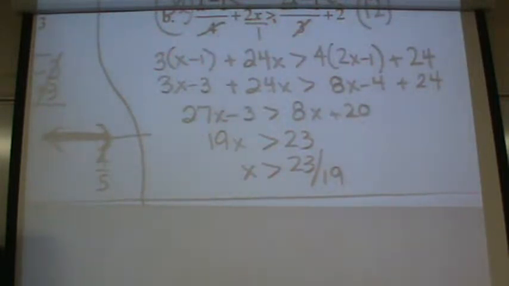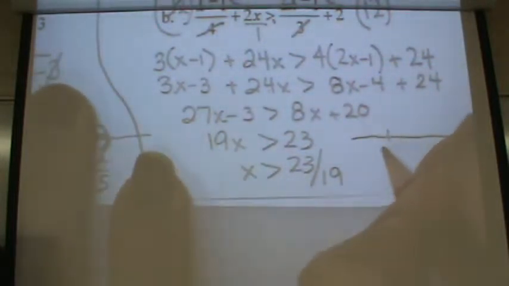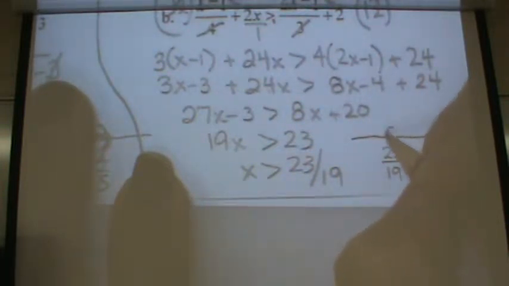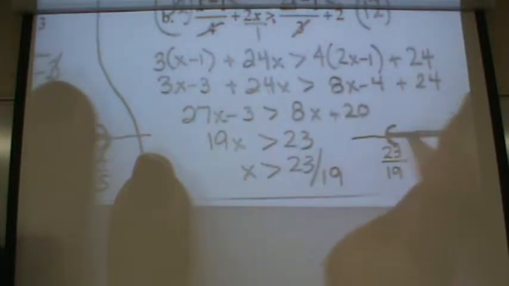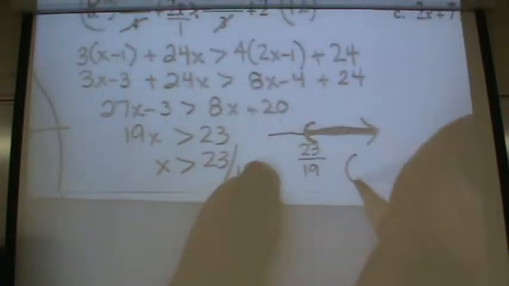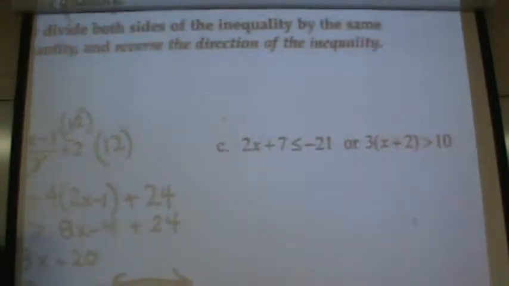Which is somewhere between 1 and 2. What does the graph look like? Well, all you have to do is 23/19 is our critical value. We would have a parenthesis, not a closed circle, and we would darken the right side. And how would you write this answer in interval notation? 23/19, comma, infinity.